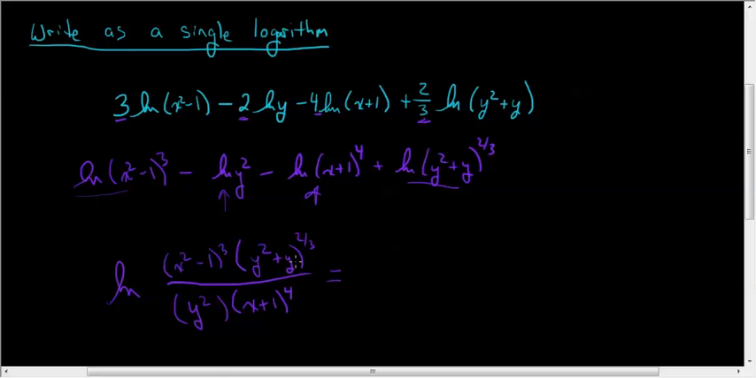Let's see if we can do this. So this is going to be x plus 1 cubed times x minus 1 cubed, right? Because this x squared minus 1 factors into x plus 1 times x minus 1.